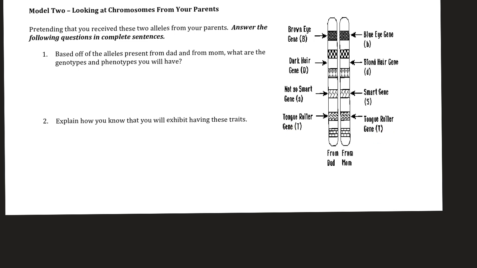So you have all the genes for all the traits except for non-tongue roller, correct? But what you see, your phenotype, is dark hair, brown eyes, smart, and a tongue roller. Are we clear? Yep. Okay. And that's what you would write here. Are we good? All right.